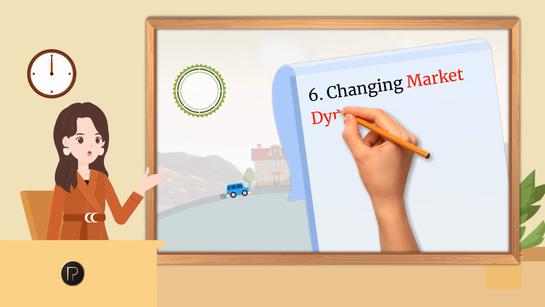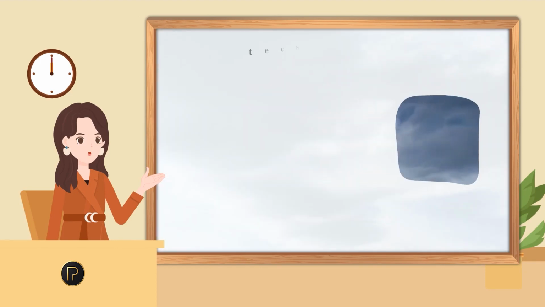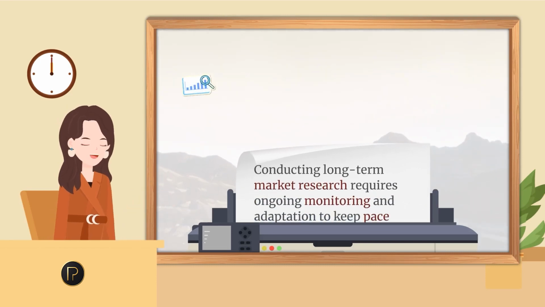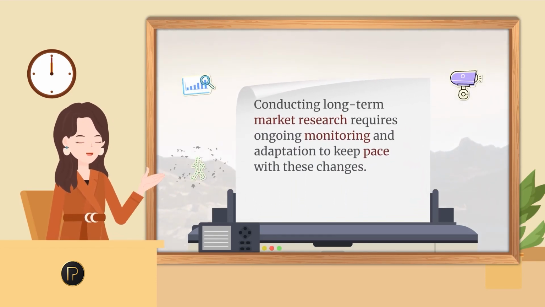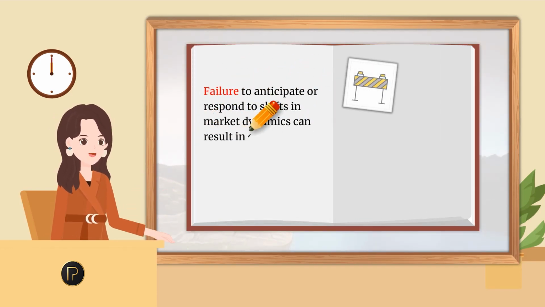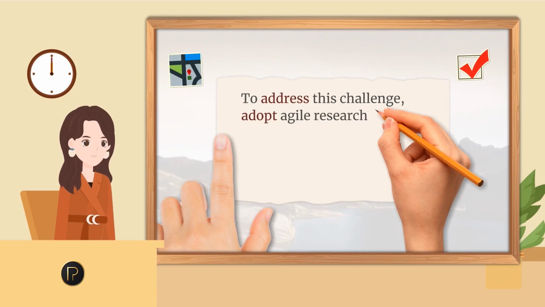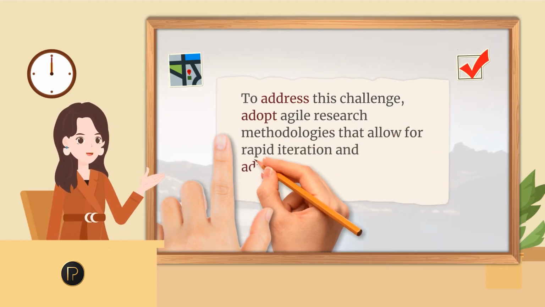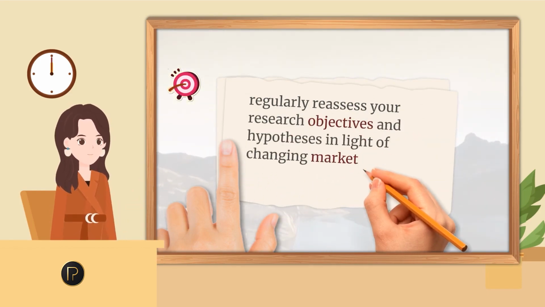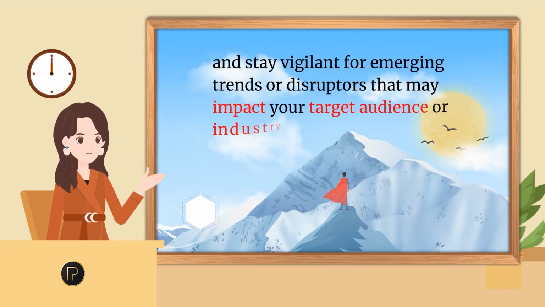6. Changing market dynamics. Markets are dynamic and constantly evolving, with new trends, technologies, and competitors emerging regularly. Conducting long-term market research requires ongoing monitoring and adaptation to keep pace with these changes. Failure to anticipate or respond to shifts in market dynamics can result in outdated or irrelevant research findings. To address this challenge, adopt agile research methodologies that allow for rapid iteration and adjustment. Regularly reassess your research objectives and hypotheses in light of changing market conditions. And stay vigilant for emerging trends or disruptors that may impact your target audience or industry.